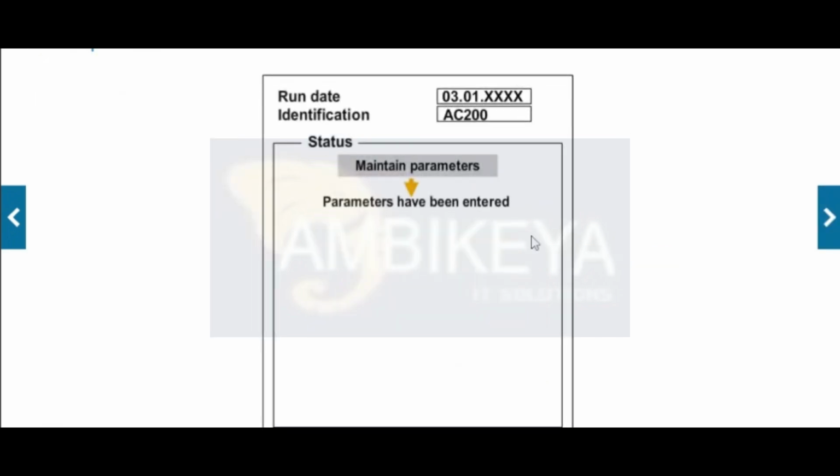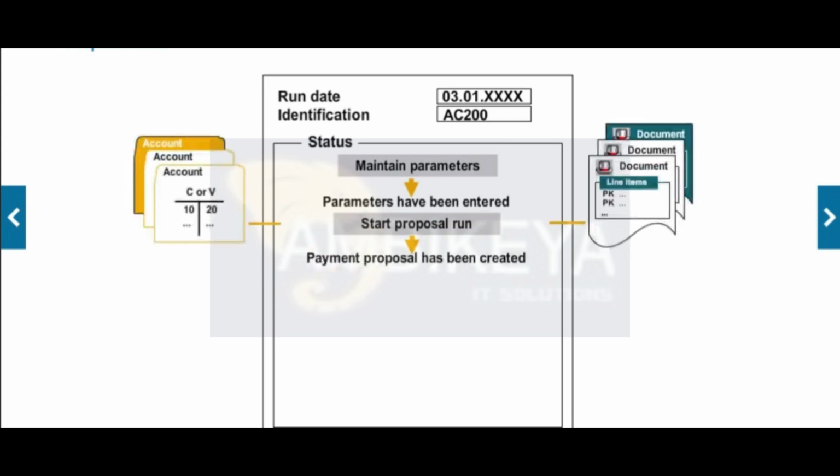Step 2 is the proposal run. During the proposal run, the system does the following. Checks the accounts and documents specified in the parameters for due items, groups items due for payment, selects the relevant payment methods, house banks and partner banks.